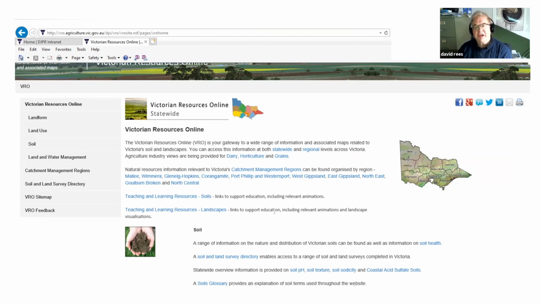Victorian Resources Online is sort of like a front end of our soils data. You can see we've got a list down the left-hand side: landform, land use, soils. What I wanted to do initially was to find your context, where you are, and make sure that you're looking at somewhere representative, because people don't realise how expensive it is to have a soil pit. It's worth it, but it's quite a cost. So you want to make sure that you're putting it in the right place and it's relatively representative.